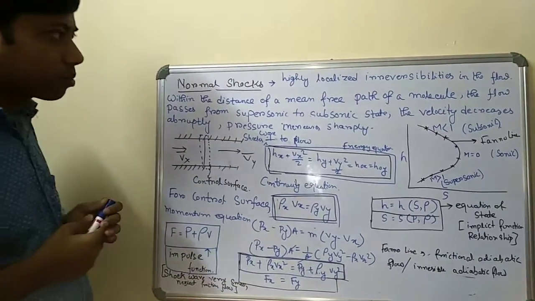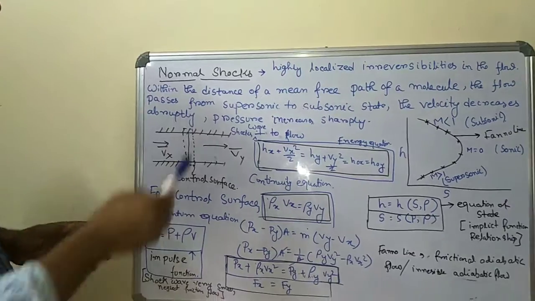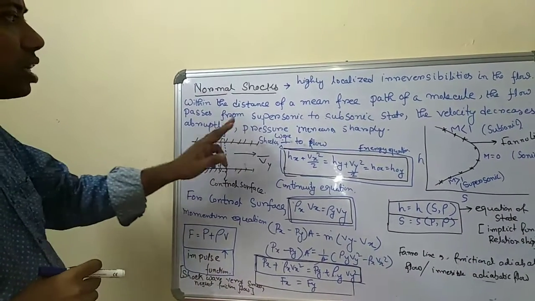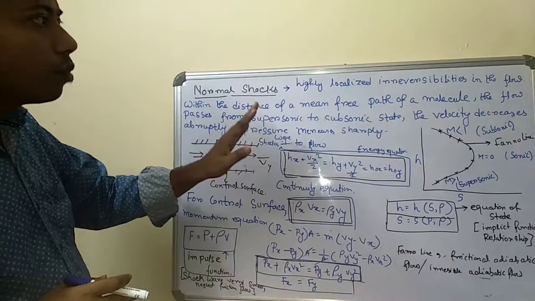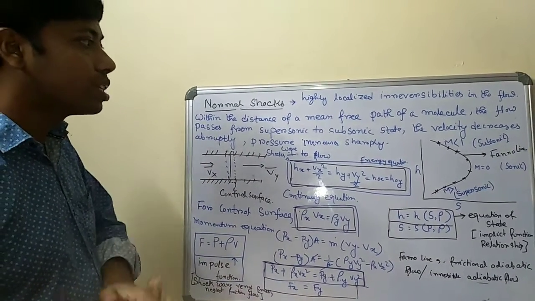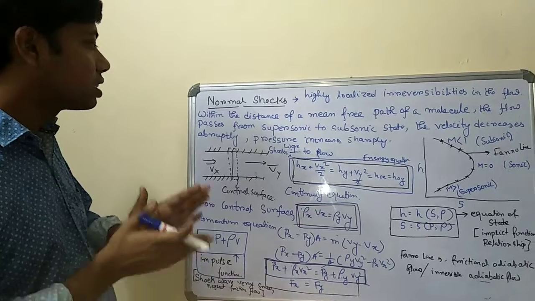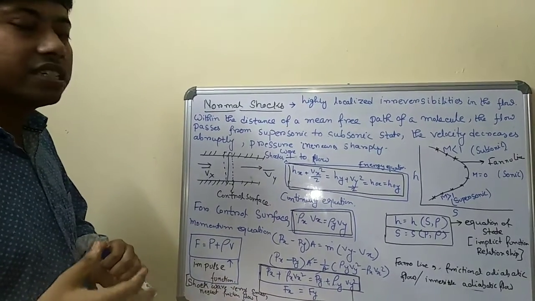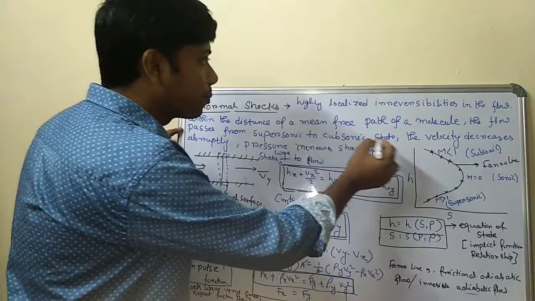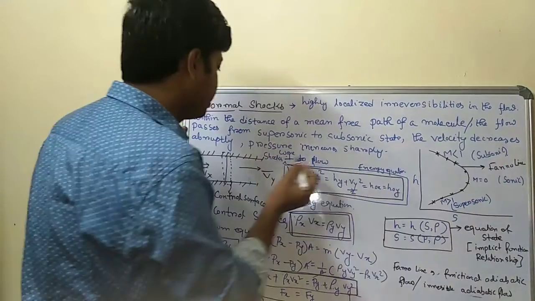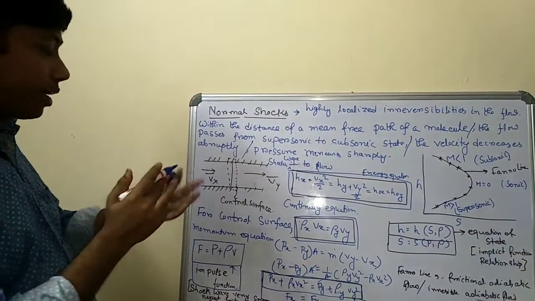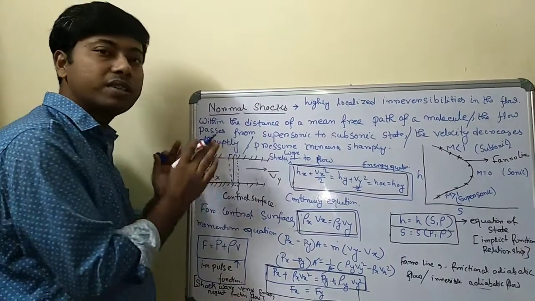So what is a normal shock? A normal shock is a highly localized irreversibility in the flow within a distance of a mean free path of a molecule. The flow passes from a supersonic to a subsonic state, the velocity decreases abruptly, and the pressure increases sharply. There are some pointers you can note down: these four main points indicate that the shock is a normal shock.